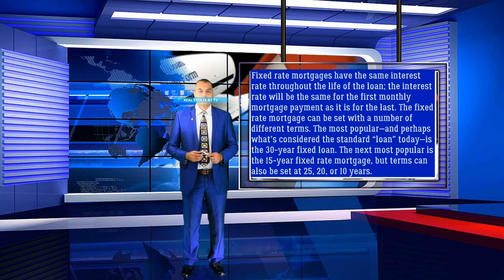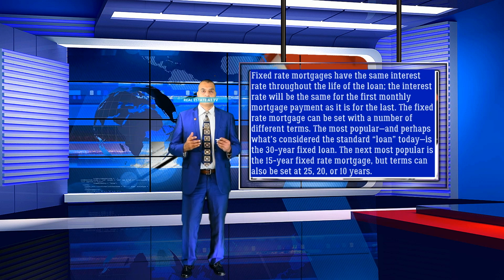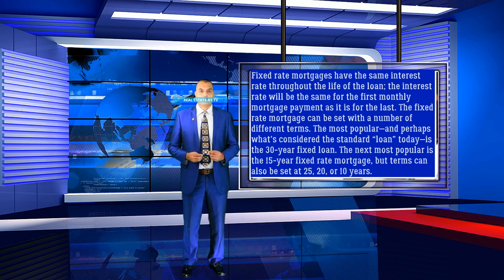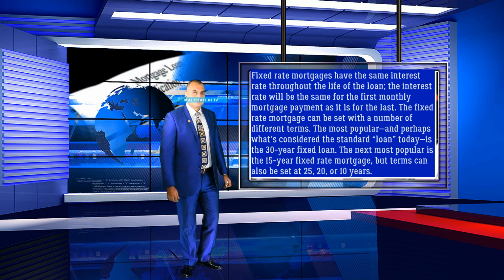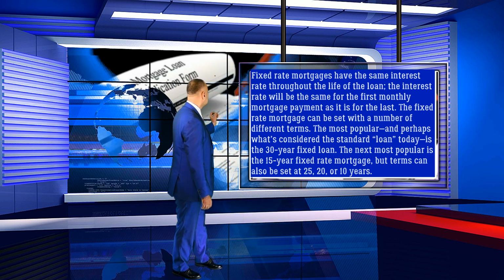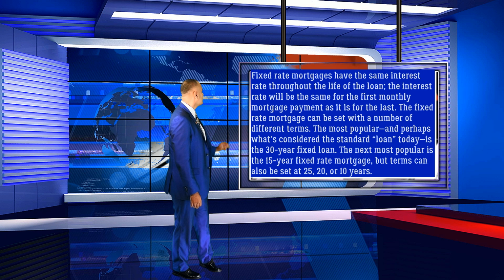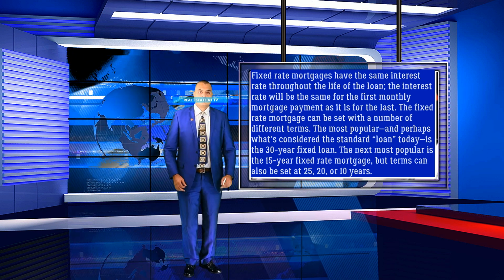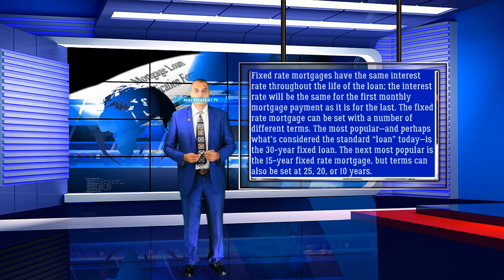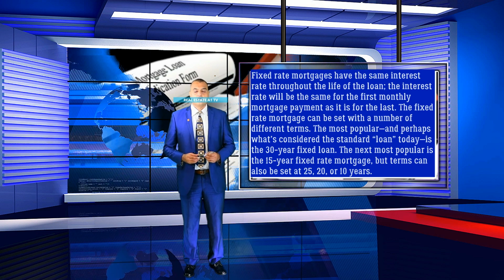Fixed versus adjustable rate mortgage. Fixed-rate mortgages have the same interest rate throughout the life of the loan, that is, the interest rate will be the same for the first monthly mortgage payment as it is for the last. The fixed-rate mortgage can be set with a number of different terms. The most popular, and perhaps what's considered the standard loan today, is the 30-year fixed loan.